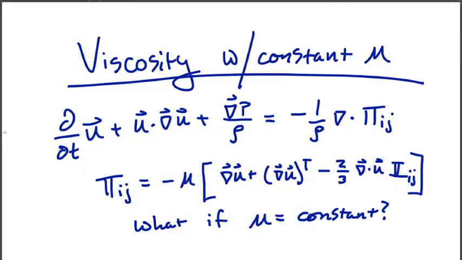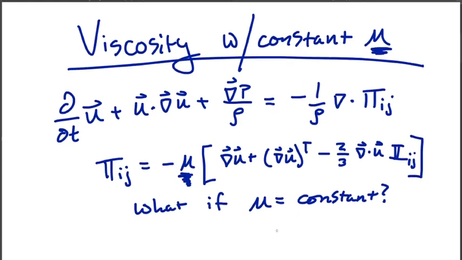Having learned about viscosity, let's consider now what happens when the coefficient of dynamic viscosity, mu, is constant. So when the coefficient that tells us how sticky the fluid is is just a constant number, what does that tell us about the character of the equations when viscosity is present?